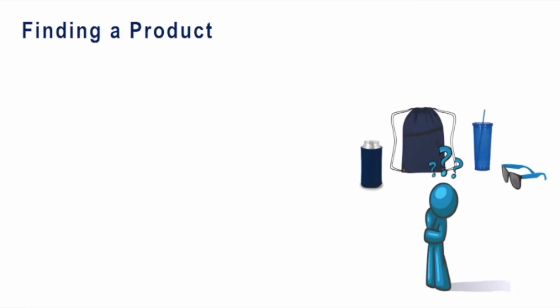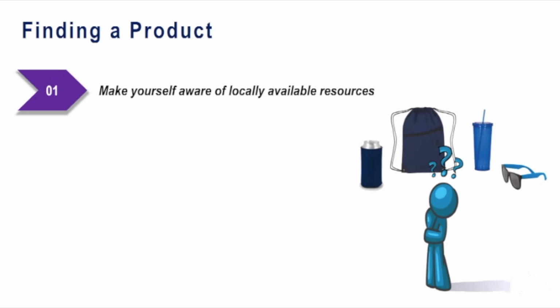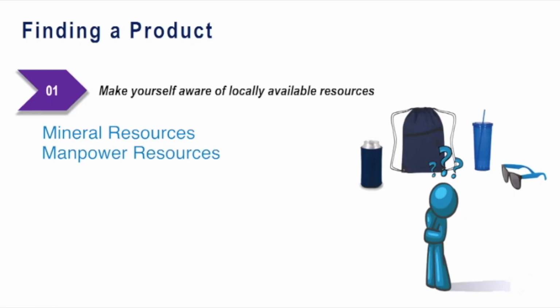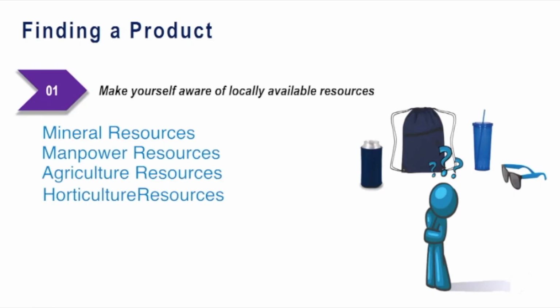Okay. So, the first was looking for a need. Now, this is finding a product first and then looking for a need. So, how to find a product? Make yourself aware of the locally available resources. See the area which is near to you, the locally available resources. So, the mineral resources, manpower resources, agriculture resources, horticulture resources, marine resources. Depending upon the local resources which are easily available, the local raw material basically, you can think of making something out of that. It is always cost effective.